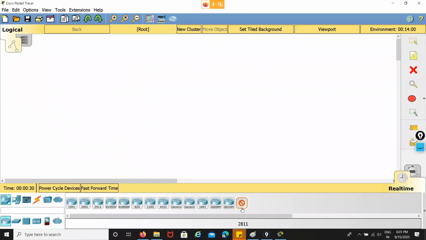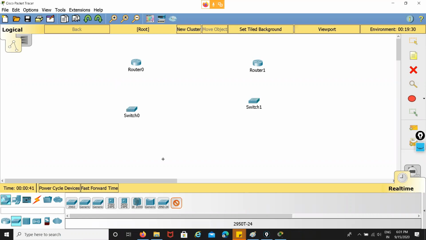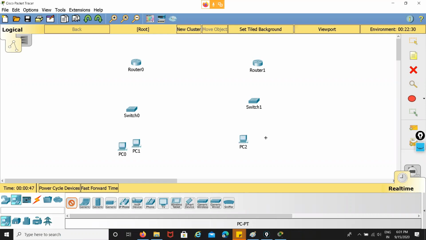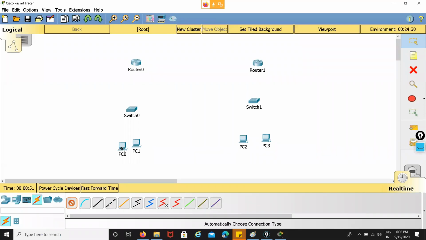Okay, guys, now you can see I chose these two routers, the model number is 2811. I also chose two switches. The model number is 2950T, and here I also chose some PCs, and I simply chose some cables to connect.